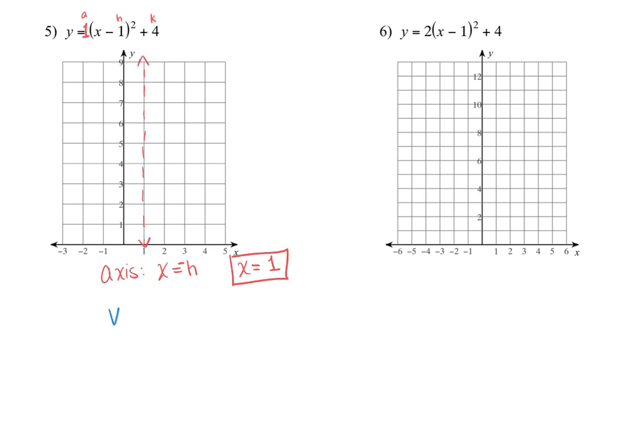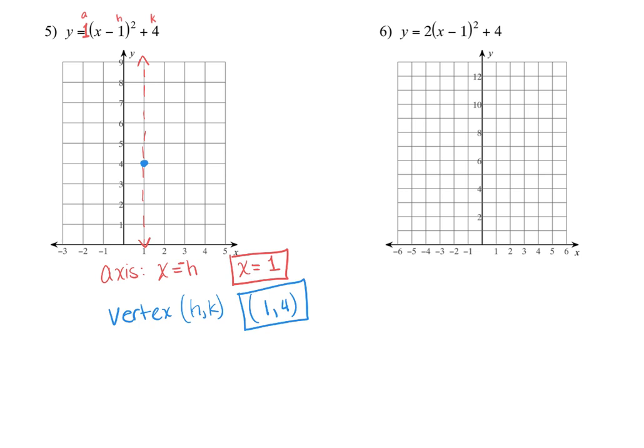My vertex is going to be h, k. Remember, it's the opposite of what you see there. So in this case, my vertex is going to be positive 1, positive 4. I don't have to solve for that. Positive 1, positive 4, and I can put that point right there.